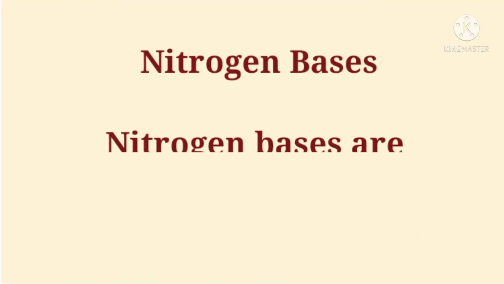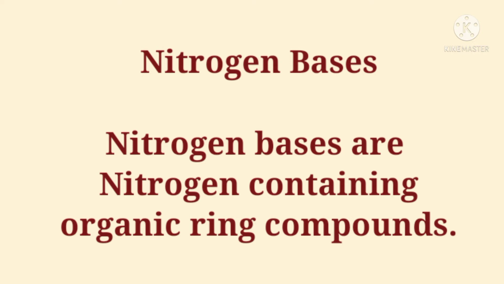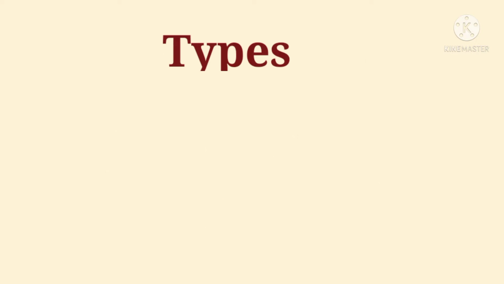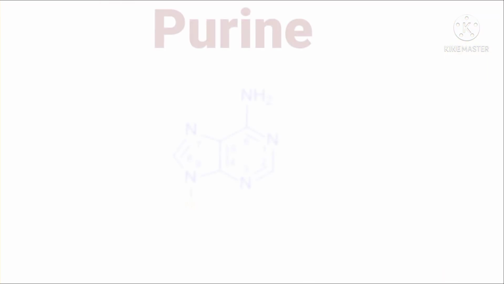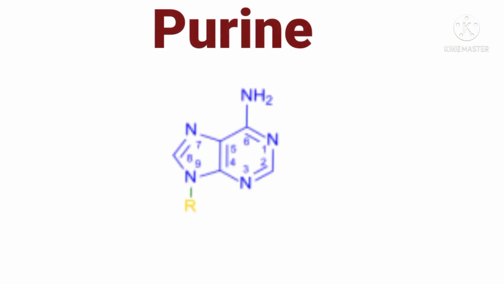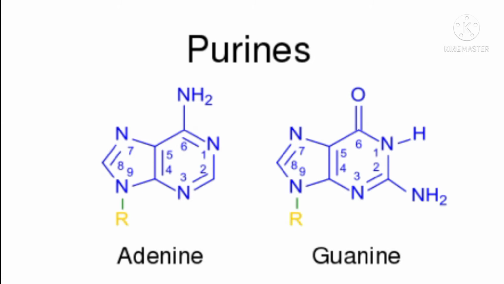Nitrogen bases are nitrogen containing organic ring compounds. There are two types of nitrogen bases, purines and pyrimidines. The purine ring structure is composed of 6-member and 5-member aromatic rings. There are two types of purines found in the nucleic acid. The two purines are adenine and guanine.